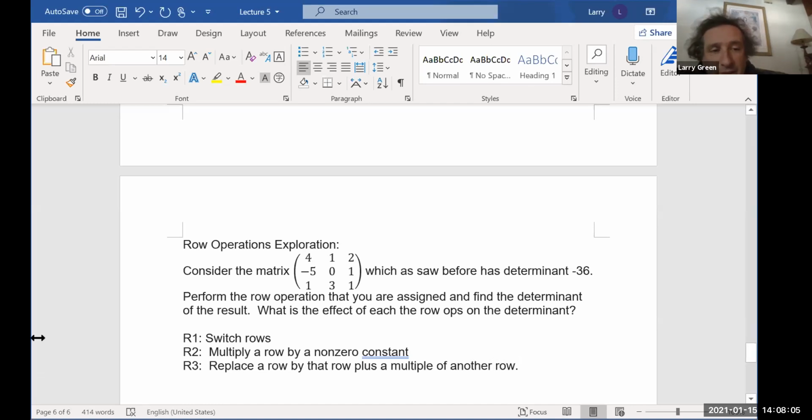So what I want you to do is the row operation that I told you, and you could choose, like at switch rows, which ones you want to switch. I don't want you to multiply by 1 because that's too boring. If you're a number 2, pick any number other than 1, and if you're R3, again, pick a row, add a multiple of another row, and make it happen. So I can give you a minute to do that, and then find the determinant of the matrix you get, and tell me what you noticed.